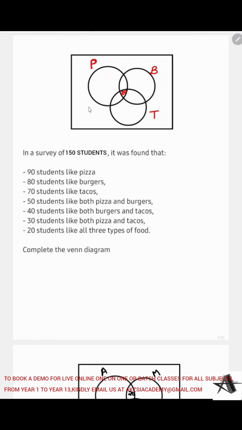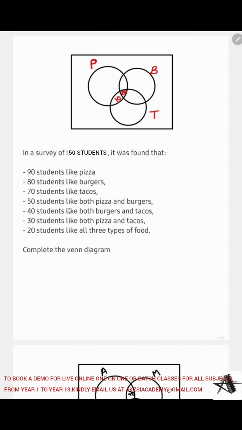30 students like both pizza and taco. Pizza and taco, that means this intersection they are talking about. This whole is 30 because they both like pizza and taco. And we have already filled 20 in this part. That means the remaining I have to fill is 10 here.